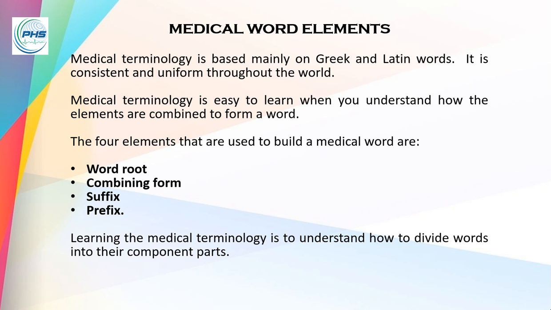Medical terminology is easy to learn when you understand how the elements are combined to form a word. To develop medical vocabulary, you must understand the elements or parts that form medical words. The four elements that are used to build the medical word are word root, combining form, suffix, and prefix. Learning medical terminology is to understand how to divide words into their component parts.